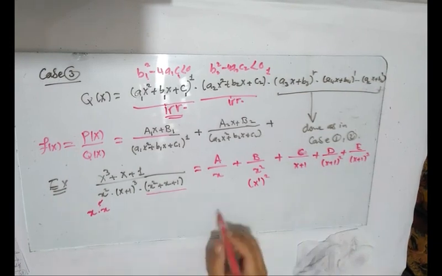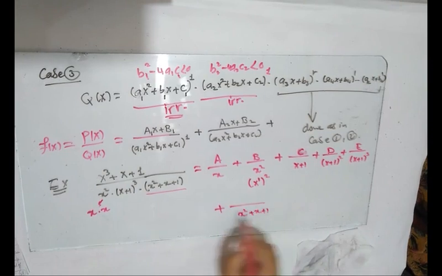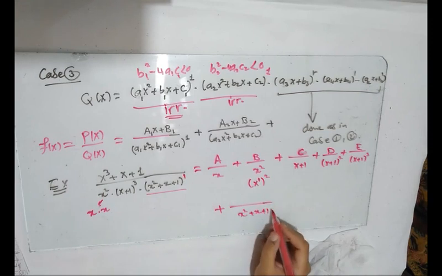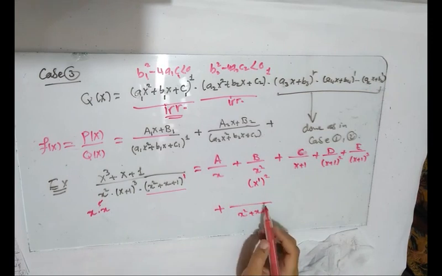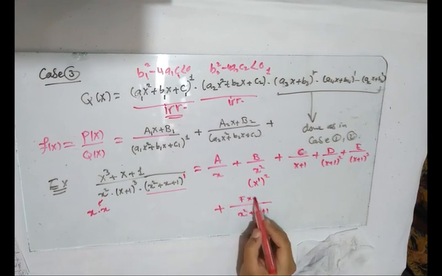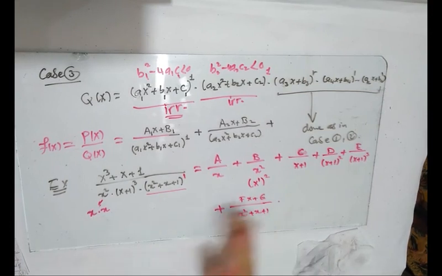So what about this quadratic factor here, x squared plus x plus 1? Since this is power 1, it will share one partial fraction. And since this is quadratic, you have to write a linear expression in the numerator, so you will have fx plus g. In this way we wrote the partial fraction decomposition of this rational function. Now let's go for another example.